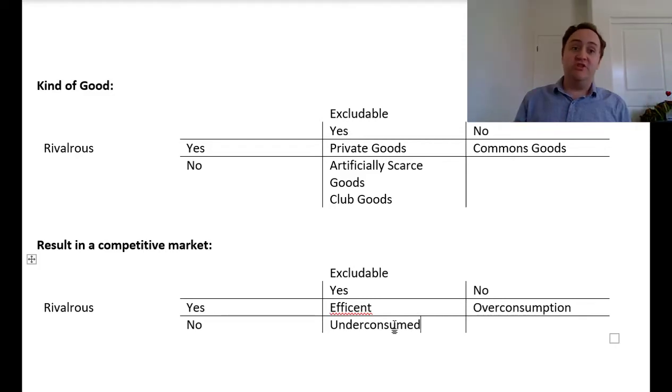So people should consume up to the point where the marginal benefit is zero because the marginal cost is zero. So the efficient price is zero. But I can stop you from using it because it's excludable. So I'm not going to set a price of zero. I'm going to set a price that's positive. And so you're not going to consume up to the point where your marginal benefit is zero. And so that is inefficient.